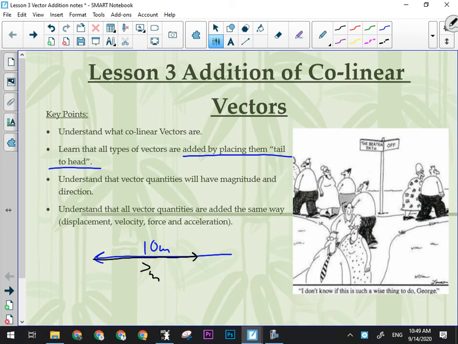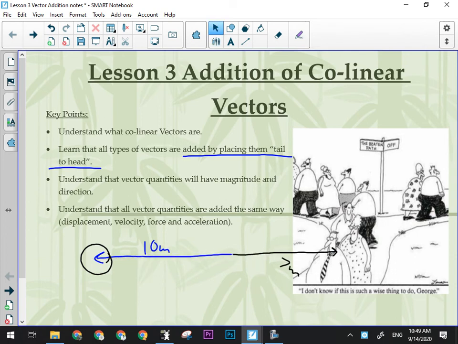I have drawn the tail of the second vector onto the head of the first vector because one happened after the other. So I'm kind of telling a story with arrows when I draw a vector diagram. This happened, then this happened. What we never want to see is that somebody went 10 meters to the left and then went 7 meters to the right.